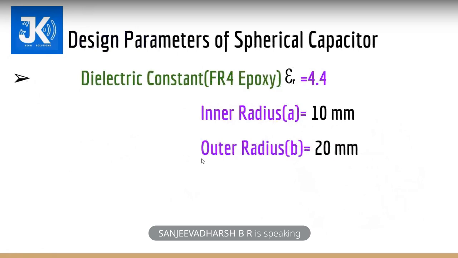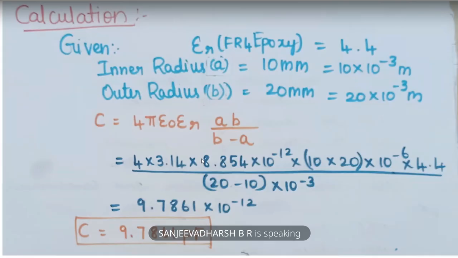These are all the design parameters we need to consider for designing a spherical capacitor. The dielectric constant is 4.4. We have taken FR4 epoxy, epsilon r equal to 4.4, the inner radius A equal to 10 millimeter, and the outer radius B equal to 20 millimeter. These are all the design parameters we have taken. This is the manual calculation I have done for designing a spherical capacitor.